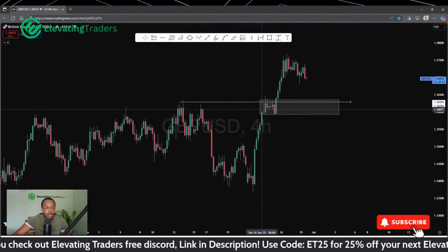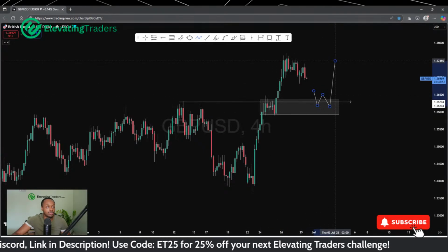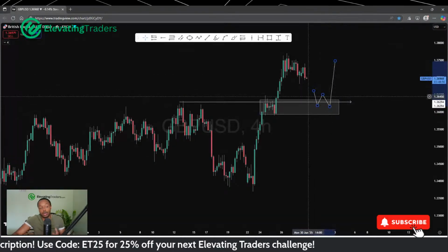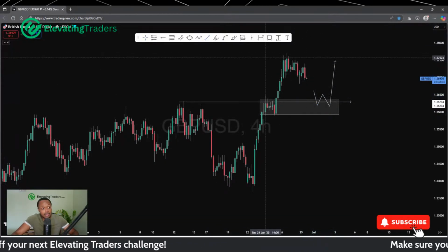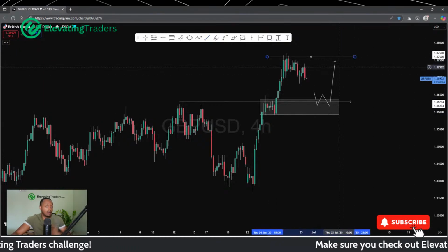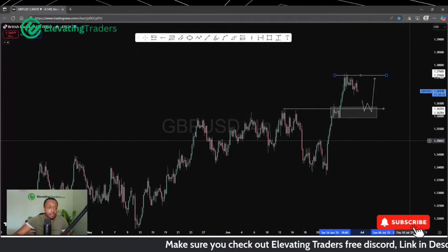So definitely keep an eye on this zone, 1.363. Again, if we can see some healthy rejections, maybe some nice double bottoms on the lower time frame, I think that'll be a smart buy. And then keeping it simple, no need to do anything crazy. A push back to the swing high, I think that makes the most sense there for Pound.